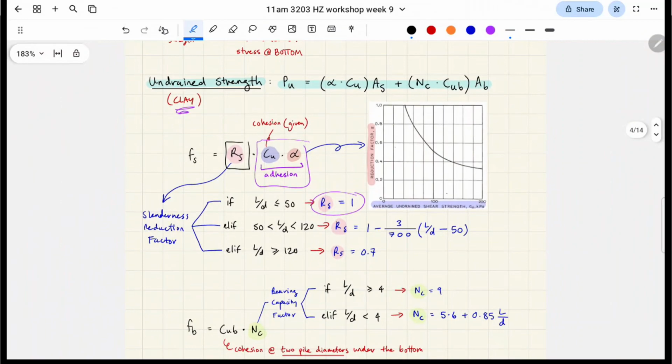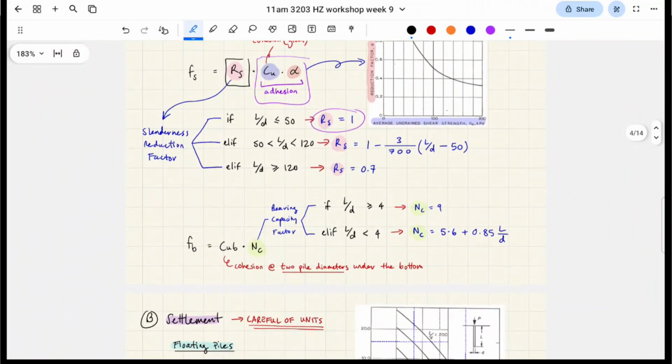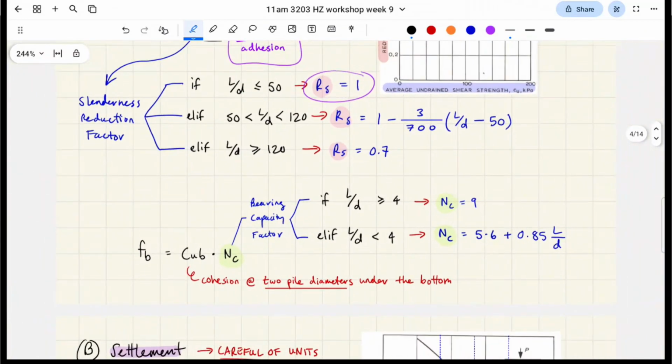Does that make sense? Yeah. Okay. Next, we have something called FB. Oh, sorry. FB is just the base strength. And CUB is the cohesion to pile diameters under the bottom. Okay, so I'll just draw that out real quick.